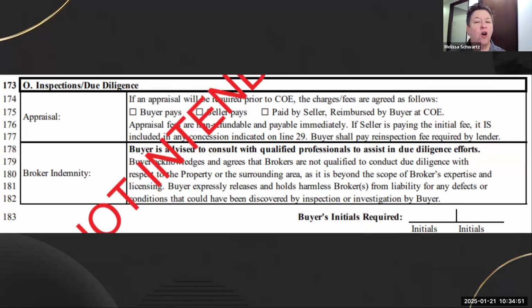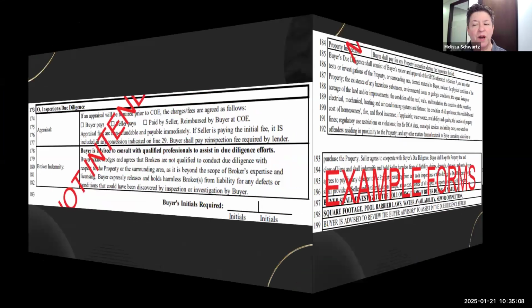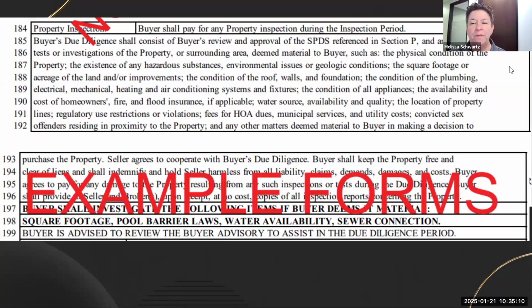Inspections. All right. They are calling this the due diligence period. No surprise, right? If appraisal is required, who's paying for it? Same. These are not huge changes. Broker indemnity, we do have a broker release and we do have initials here on this one. There are not many places where the buyer is initialing, but that one is one of them.